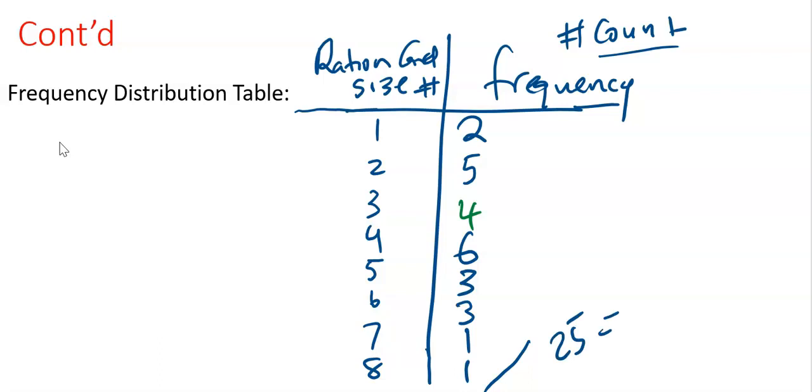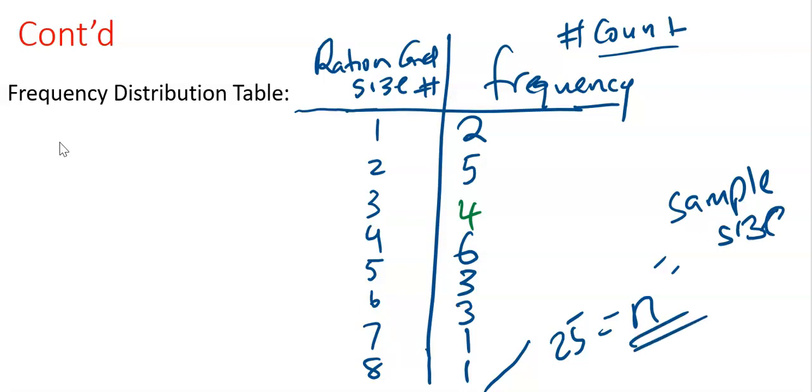Normally we say that 25 is represented by n. n is the sample size of the dataset. So this variable n is always a representation of the sample size of any dataset. Now we have our frequency distribution table. It is very easy to identify any patterns. For example, we could say which is the most popular answer.